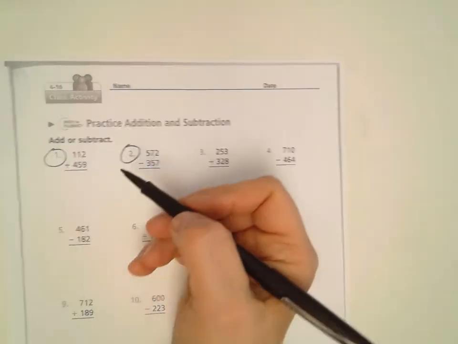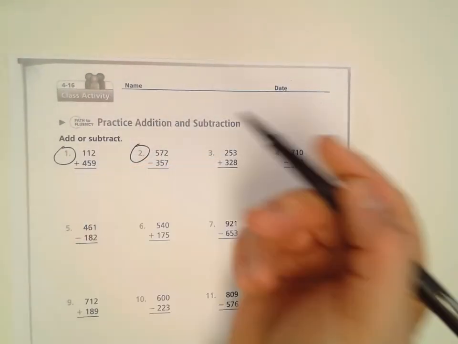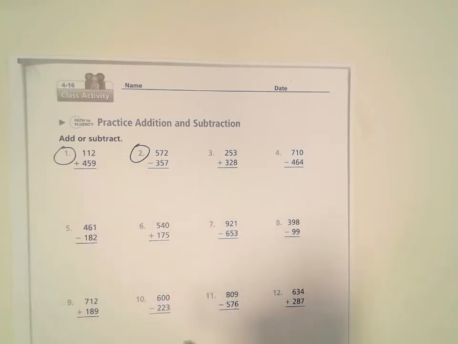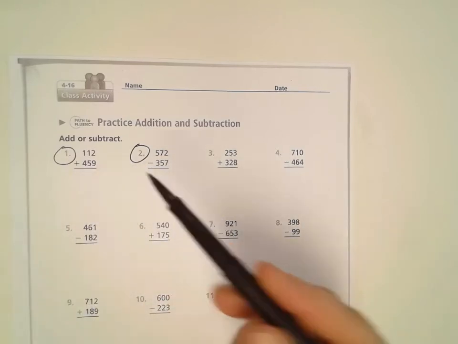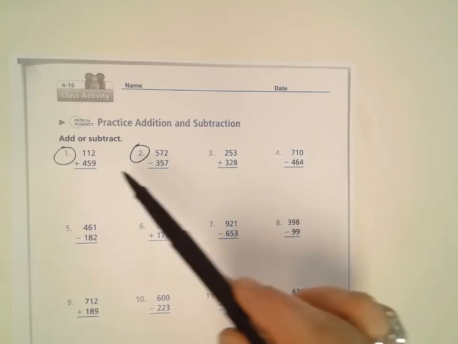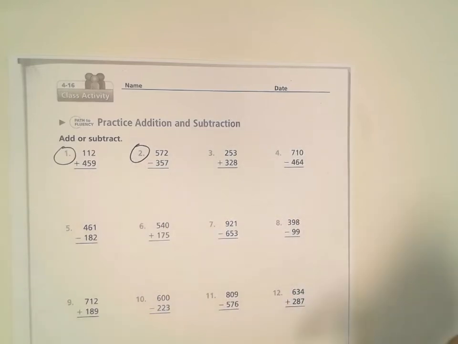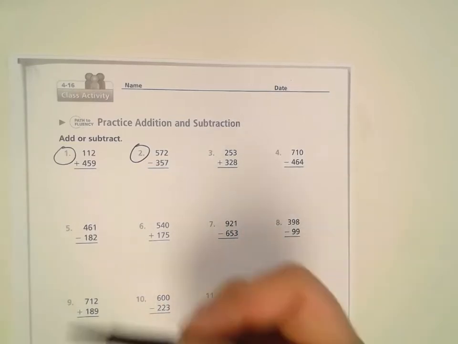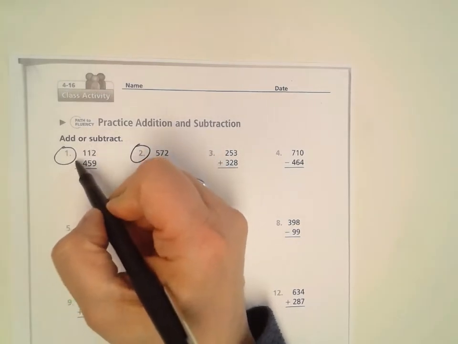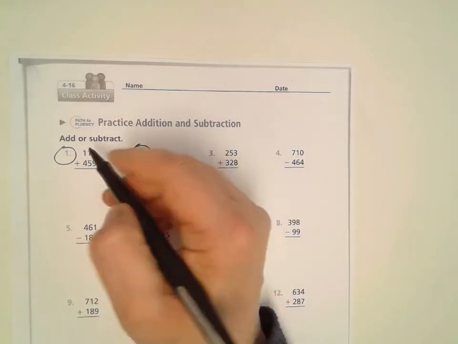We're going to make sure that we look very carefully at the sign, because as we're going through here, they have some addition and subtractions. They mostly alternated, but they are mixed up, so you don't want to get the wrong answer. So we're going to look here, and we have an addition sign. We're going to add these two numbers together, so we're going to do some regrouping.